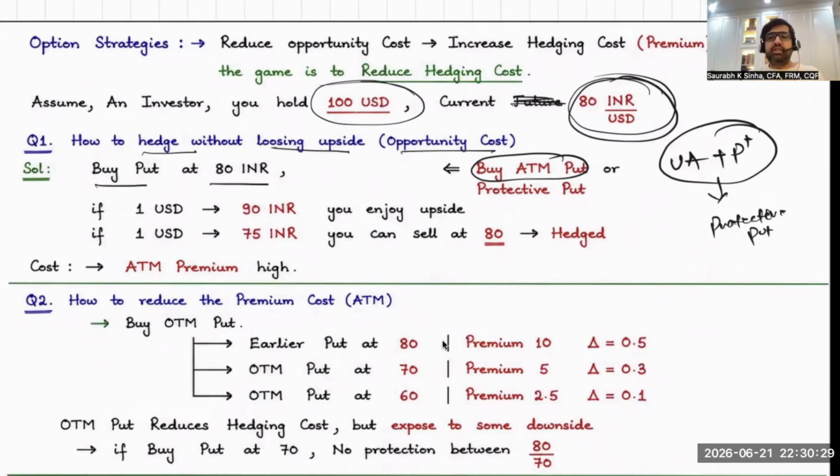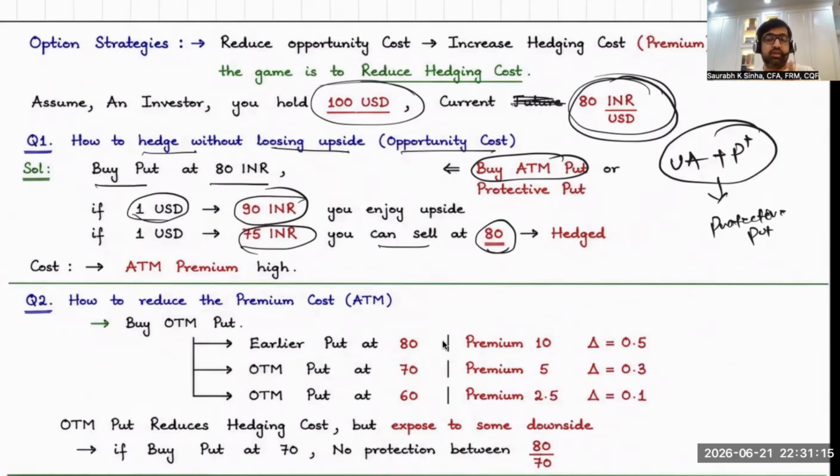But what is the problem with this strategy? Actually, first of all, let's talk about the benefit of the strategy. The benefit is that if USD depreciates from 80, if it goes to 75 INR, you can still sell your USD at 80 INR because in a put option you have a right to sell at 80, right? But not an obligation. However, if USD goes to 90 INR, you don't have an obligation to sell in a put. Therefore, you can enjoy the upside and sell the USD in the market at 90 INR. So you're enjoying the upside and you're hedged to the downside.